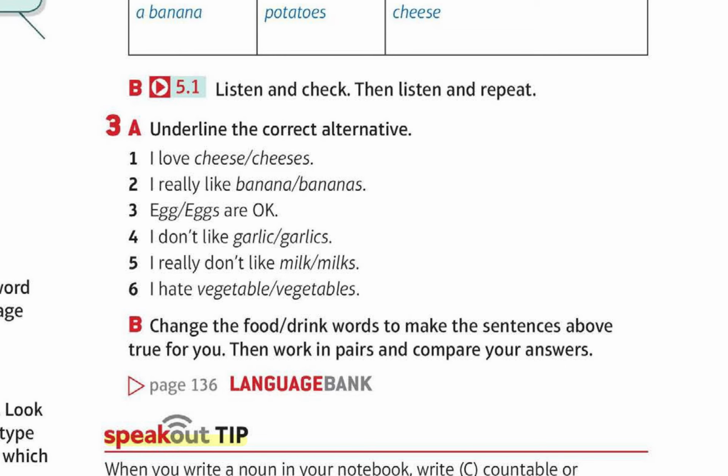We are doing now exercise 3A. Underline the correct alternative. Underline means subrayar. This is underline. So underline the correct alternative. For example, I love cheese or I love cheeses. What do you think is the correct alternative here? Well done. It's cheese, because cheese is uncountable, and we said uncountable are singular. So now you do the rest with the rest of the sentences, and check your answers with the key that you have on the online course.